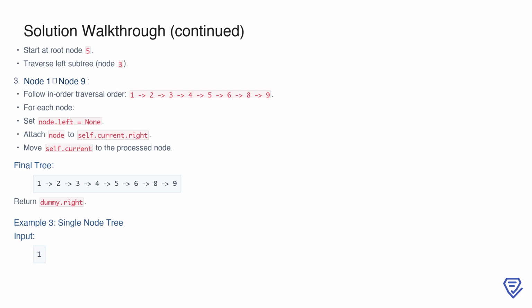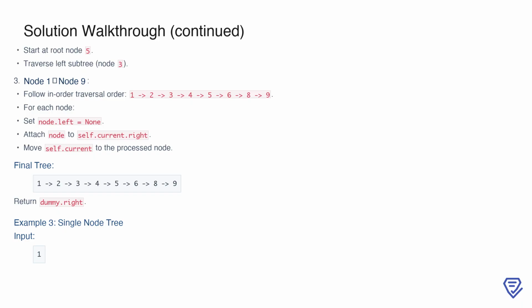Using the in-order traversal sequence, we process nodes in the order 1, 2, 3, 4, 5, 6, 8, and finally 9. At each step, for the current node being processed, we disconnect its left child by setting node.left to none, attach it to the right of self.current, and then move self.current to this node. This ensures all nodes are added to the restructured tree in ascending order. By the end of this traversal, the final tree is a right-skewed structure where the nodes are arranged as 1, 2, 3, 4, 5, 6, 8, 9.